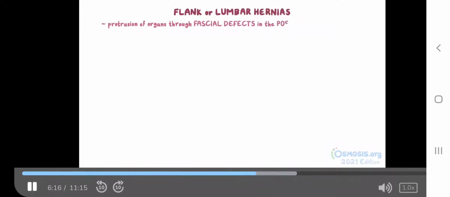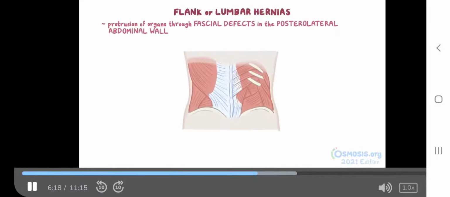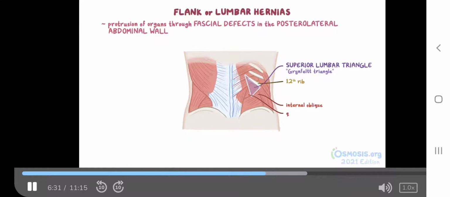Finally, there are flank or lumbar hernias, which are when there's a protrusion of organs through fascial defects in the posterolateral abdominal wall. Lumbar hernias arise in one of two possible triangular defects in the lumbar region. The superior lumbar triangle, also known as the Grinfeld triangle, is bordered by the 12th rib superiorly, internal oblique laterally, and quadratus lumborum medially. The floor is the transversalis fascia and the aponeurosis of the transverse abdominis muscle. The roof is the external oblique and latissimus dorsi muscles.